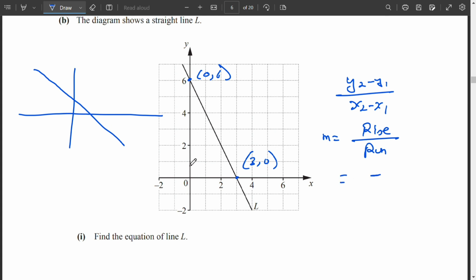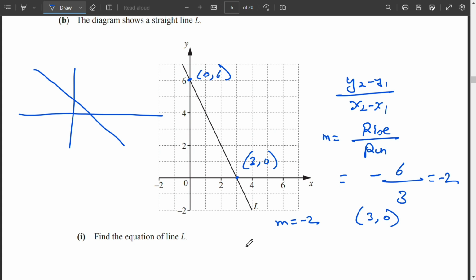So what's the rise? Rise is actually y. You can see it's a 6. Run is actually 3. See, this is 1, 2, 3. So this is 3. So what's the slope? The slope of this line is minus 2. Hence, m is minus 2. And also we know that the line passes through point 3 comma 0. So it is passing through point 3 comma 0.